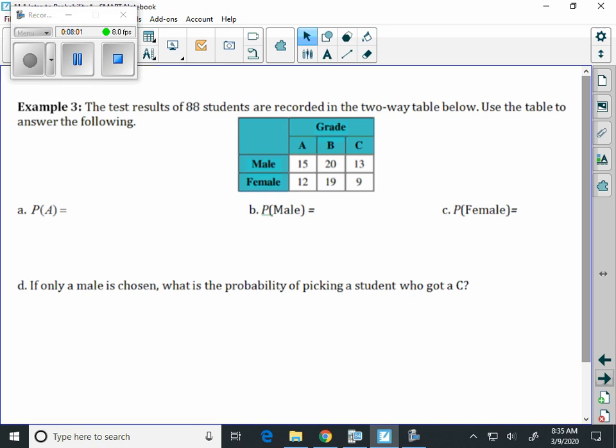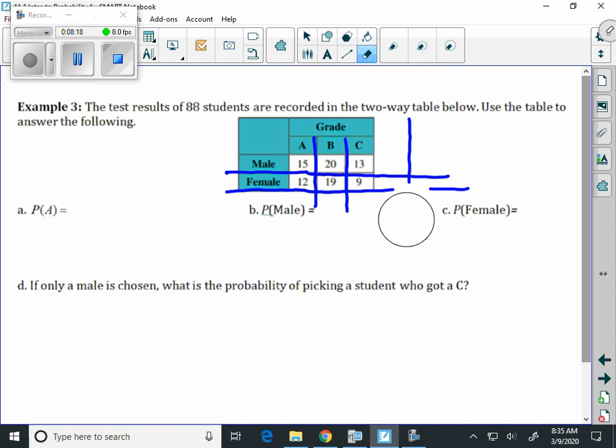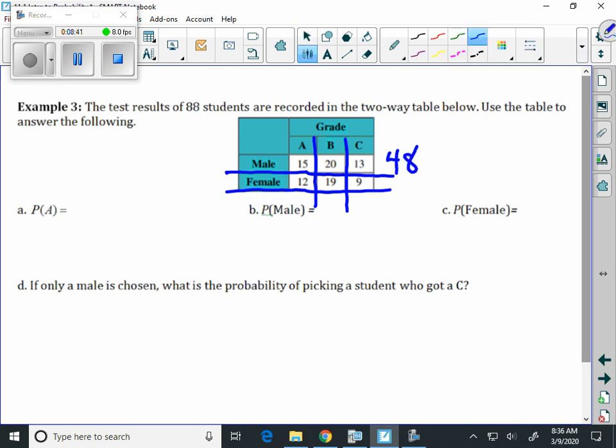So what you can do is simply extend this line here, extend this line here, and then extend here. It's going to be a tight squeeze, and we can even go over here if we wanted to, but I don't think that's absolutely necessary. I'm going to start with the males. We have 15 males who get A's, 20 males who get B's, and 13 males who get C's, and if we add those up, we get 48.